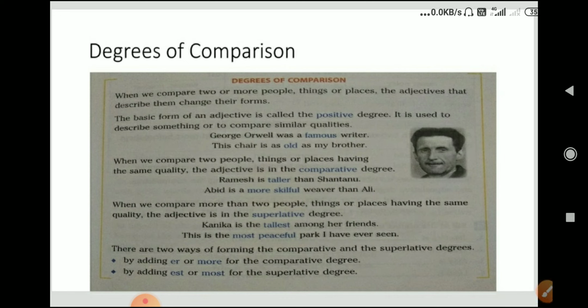So the degree of comparison also presents the adjective. So I think you understood very well. These are all together the determiner and the adjective.